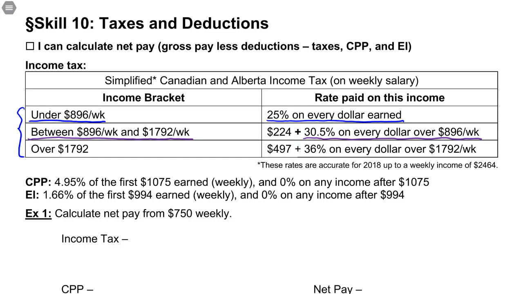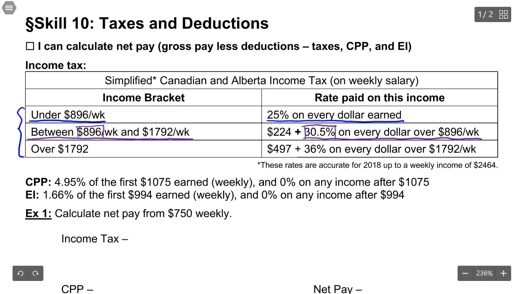But you only pay that higher percentage on dollars over $896. Some people incorrectly think that you want to not tick over into that next bracket. Like if you earn $900, then you're $4 into the next bracket. That $4 that you've earned over the 896, between 896 and 1792. So you're $4 into that bracket if you're earning $900. But you only pay the 30.5% on that $4.